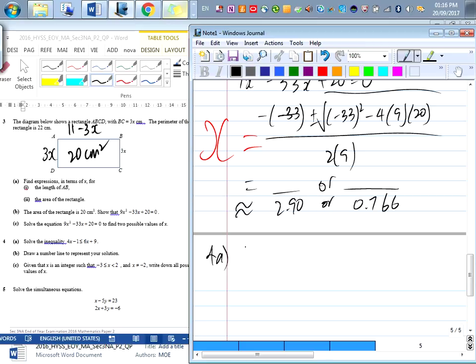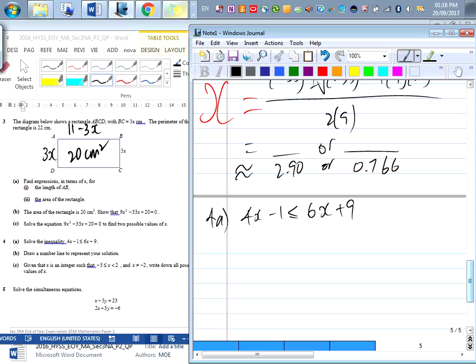Now, 4x minus 1 is smaller than or equal to 6x plus 9. When I say solve an equation, I ask you for x equals to something. When I ask you to solve an inequality, I want to know the range of values of x. So in other words, I still make x the subject. I will still need to put x somewhere, whether it's on the left or right, it depends on the question. What do you want to do in this case?